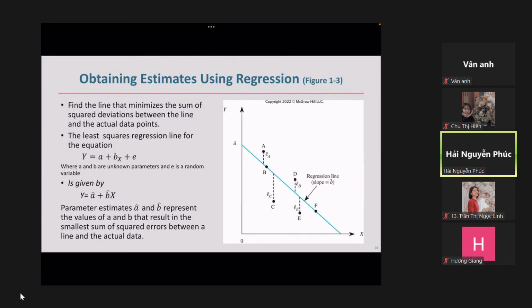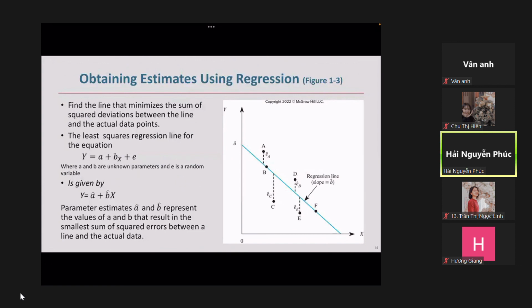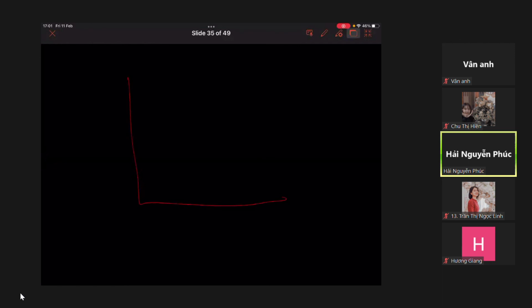The idea is the following. Suppose you are running a company and you are curious about the relationship between the price and the quantity demanded. You collect data about the price and about quantity. You have many observations.